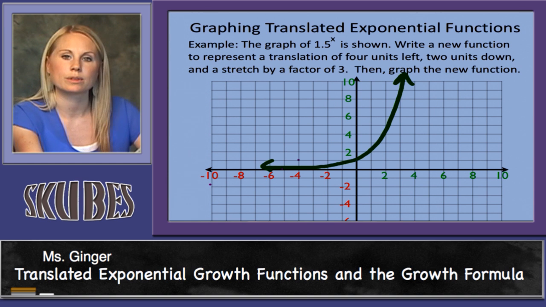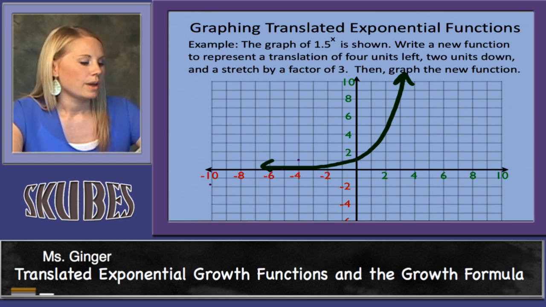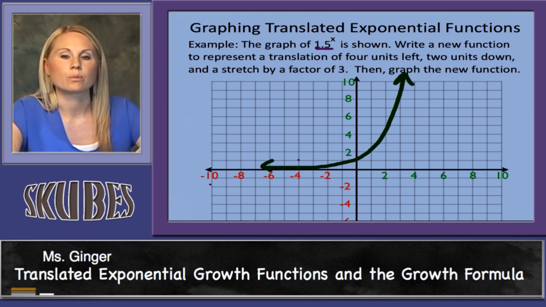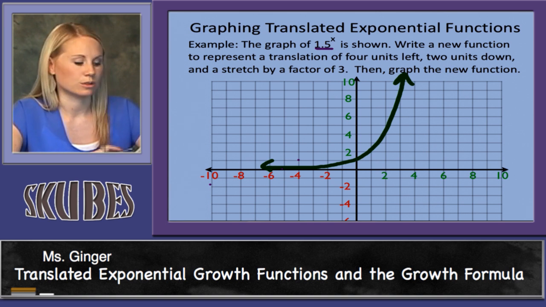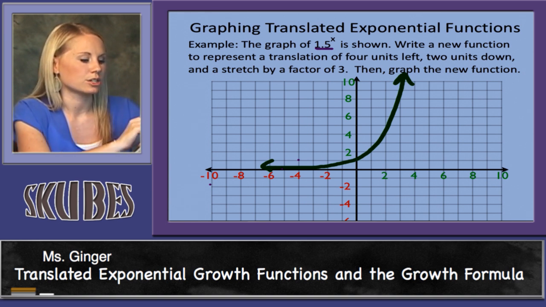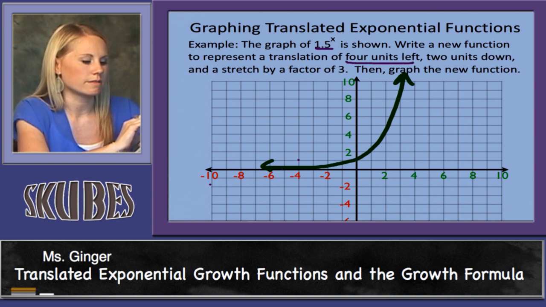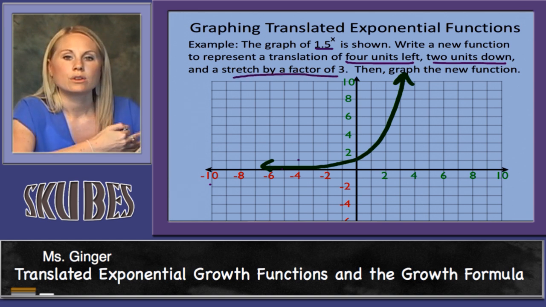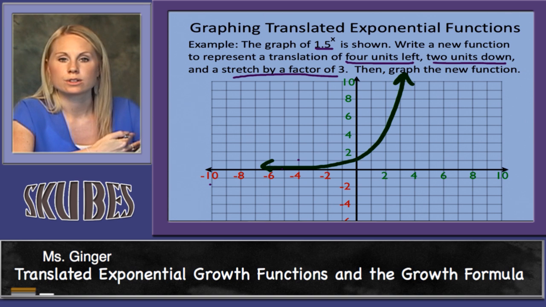Alright, so let's take a look at what these pictures look like. We have a growth function here, and we know it's growth because the base is a number that's bigger than 1. And we can see that it's increasing from left to right, so that it's growing. It's a growth function. And let's say that we would like to translate this function. We would like to apply some translations of 4 units left, 2 units down, and we'd also like a stretch by a factor of 3. What would the new picture look like, and what would the new function look like?